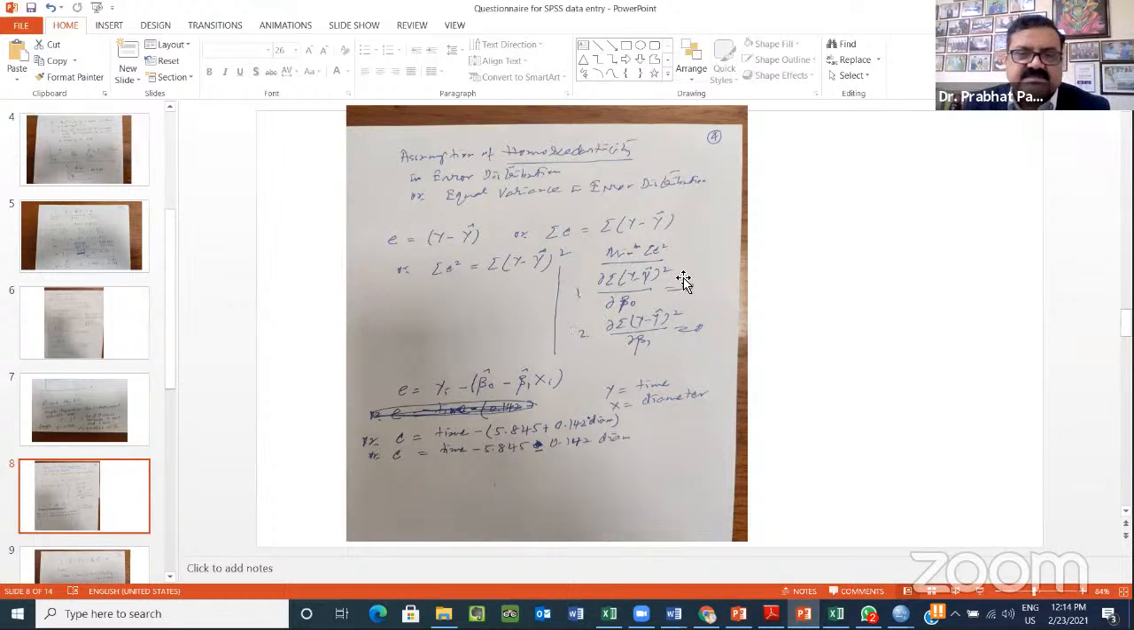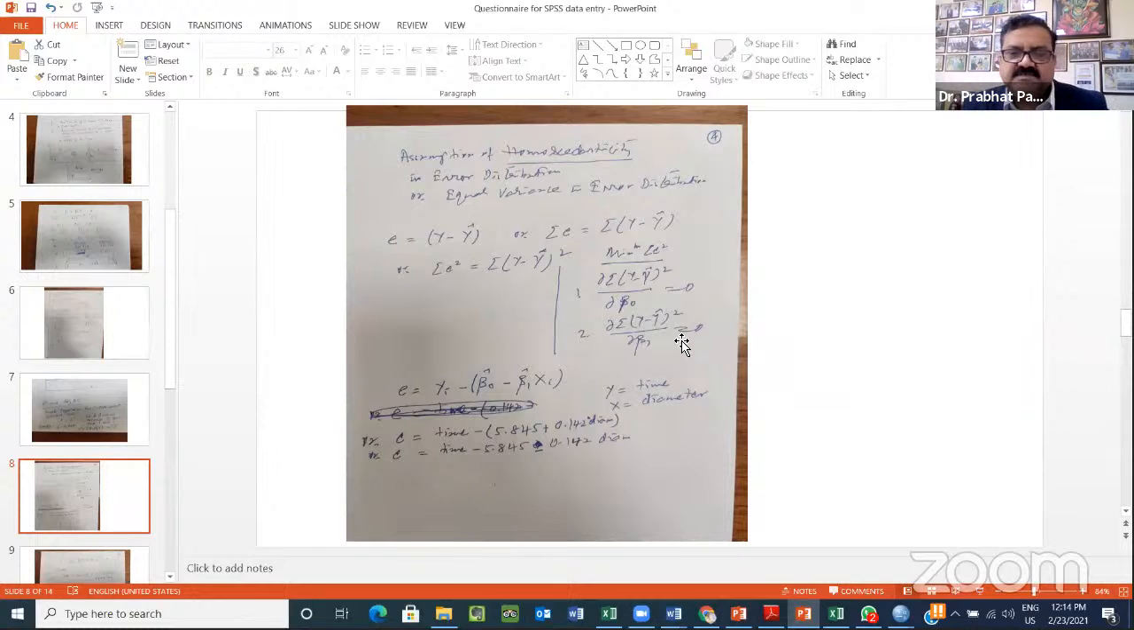Now, these two equations are for those who understand mathematics, but if you don't understand mathematics, that is fine. You can ignore this. The mathematical formulation of the regression is that you minimize sigma e square. So you minimize sigma e square with respect to beta 0, which is one parameter, and make it equal to 0 for the first condition of minimization. And then again, you minimize the error square with respect to another parameter, which is beta 1, and then make it equal to 0.